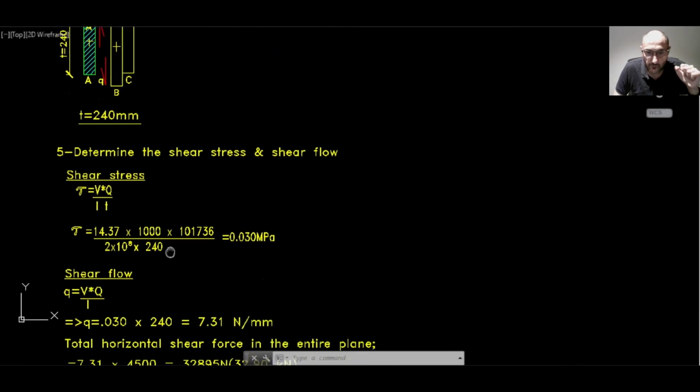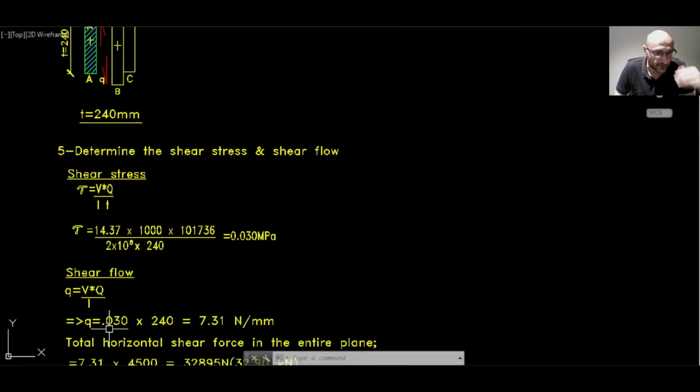For the shear flow, we are multiplying the shear stress by the width, and that will be 7.31 Newton per millimeter. So Newton millimeters, okay? It's not divided, it's 7.31 Newton per millimeter of the length of the beam at that shear plane, the shear plane that we have considered.